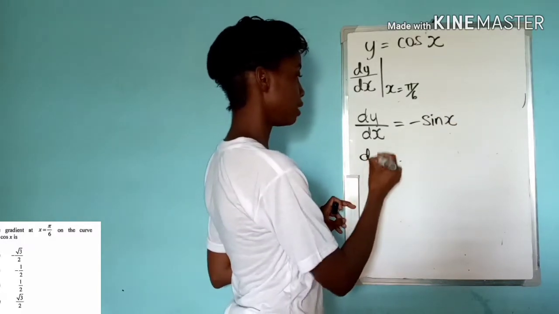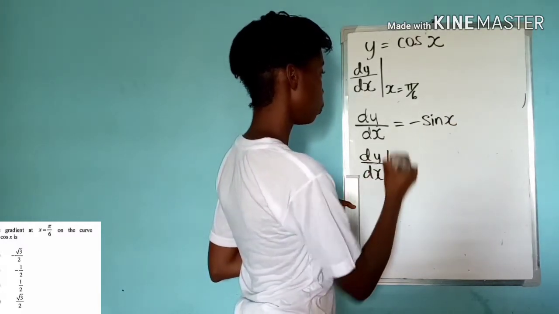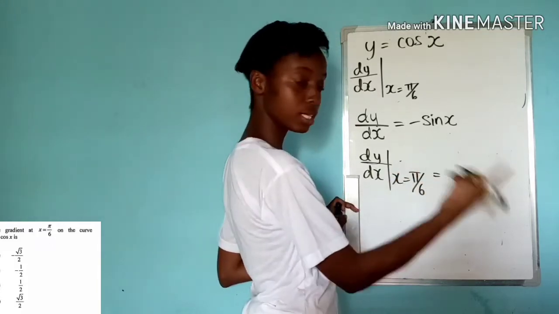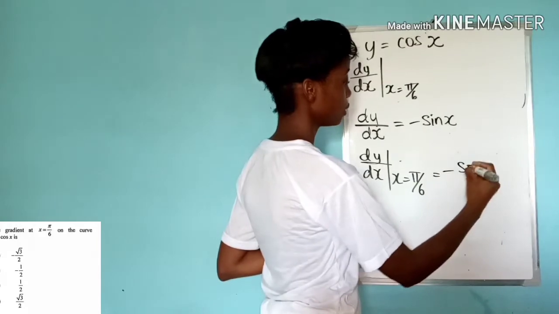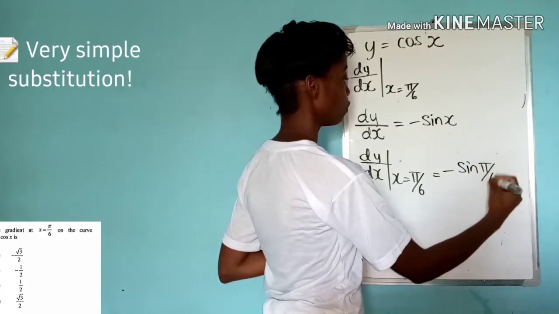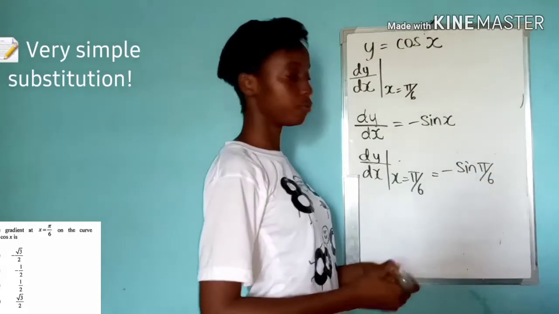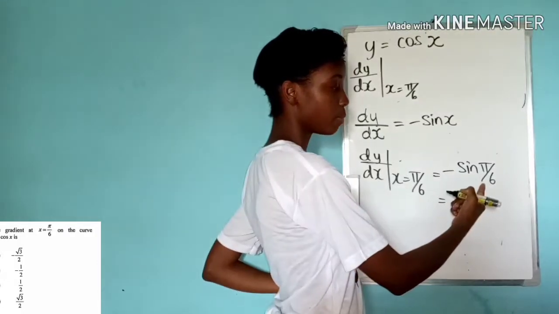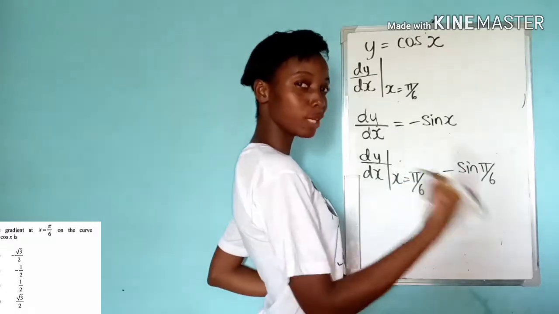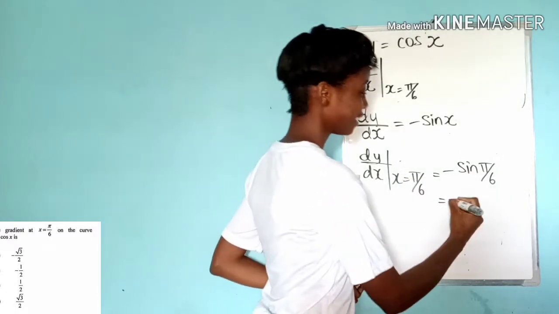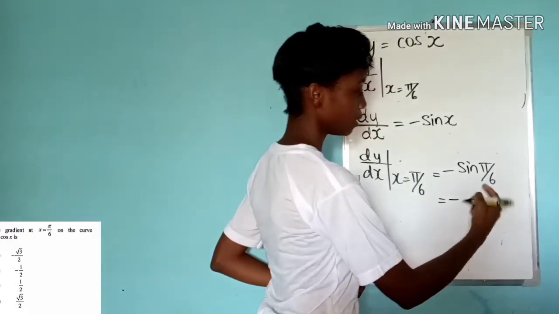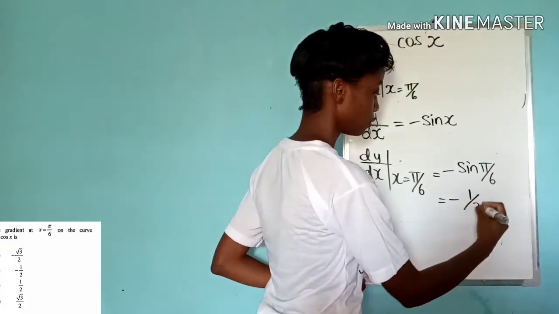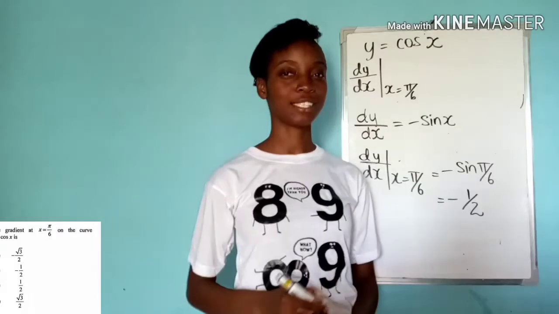Now, we need to find the derivative when x is equal to pi over 6. And so this is going to be negative sine pi over 6. We simply substitute for x pi over 6. Now, sine pi over 6 is the same as sine 30, and you're expected to know this one. So this gives us negative of sine 30 degrees, which is a half. And that is our final answer.